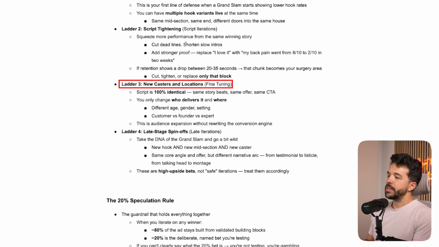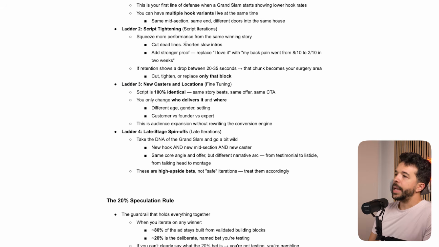The third ladder is new caster, new actor, and location. This is what we call the fine-tuning. This is where the script stays 100% identical. Same story beats, same offer, same CTA. You only change who delivers it and where. Different age, gender, and setting. Customer versus founder versus expert. These are different casters, different voices, and this is a good way for you to fine-tune your ad. Right now, using exactly the same script is not recommended, but rewriting it a little bit and maintaining the same structure tends to work very well for us.